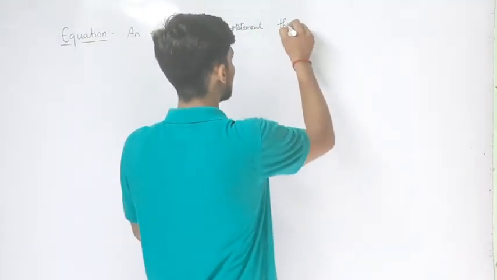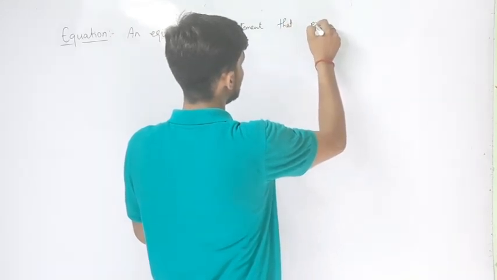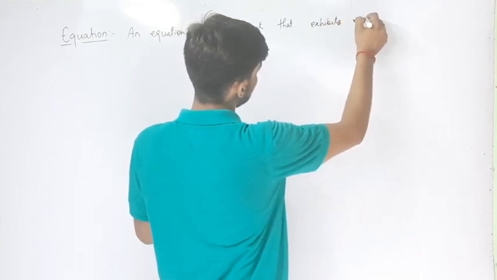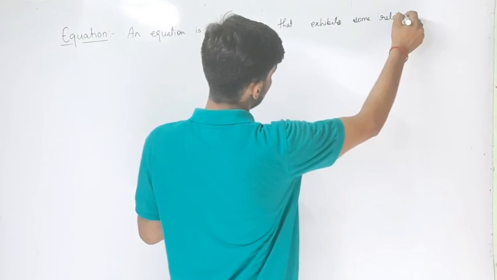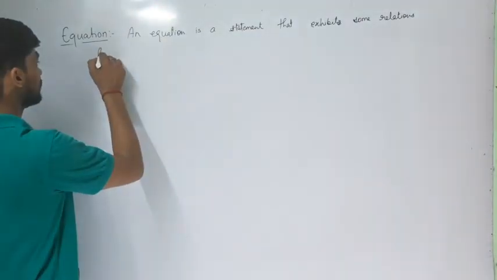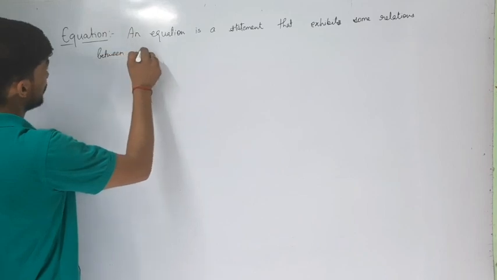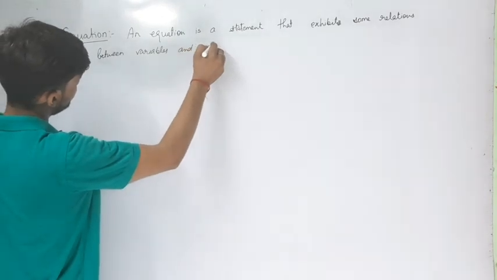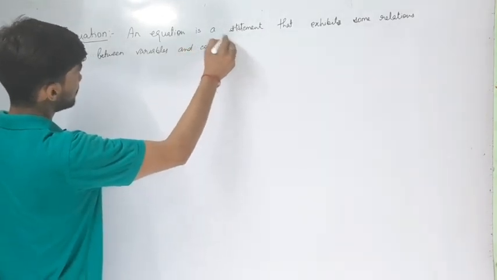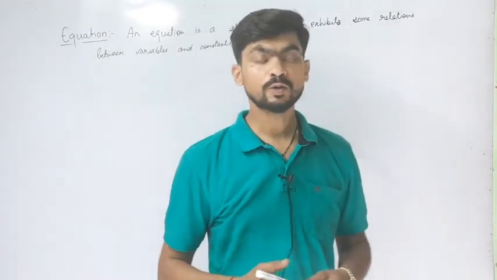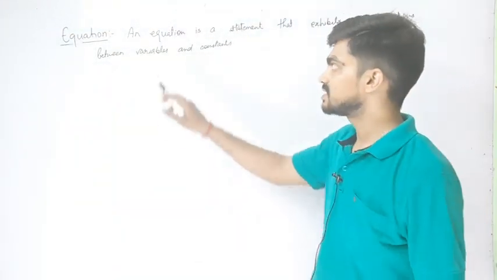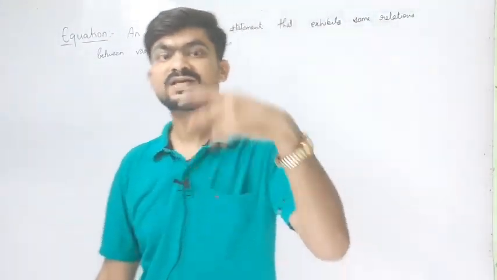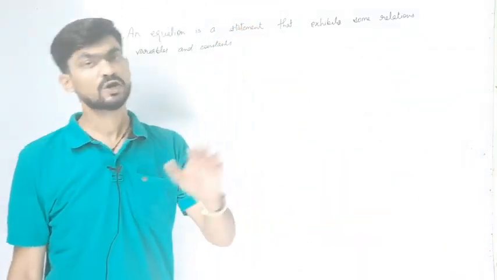that exhibits some relations between variables and constants. All those situations that can be expressed in terms of mathematics will be an equation, and the situations that cannot be expressed, that cannot be solved.